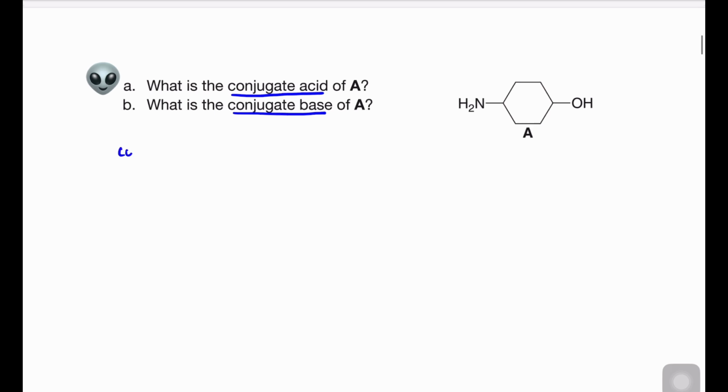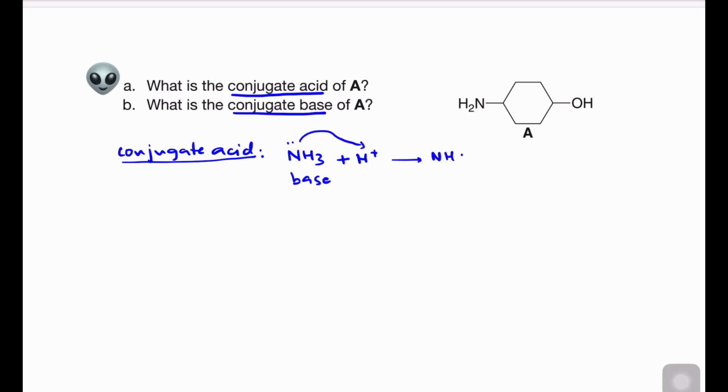So conjugate acid is generally the species formed when a base gains H+. For example, we have ammonia, which is a base, and when it gains H+ by donating its lone pair, we get ammonium ion. So that is what a conjugate acid is, right? Some more examples.